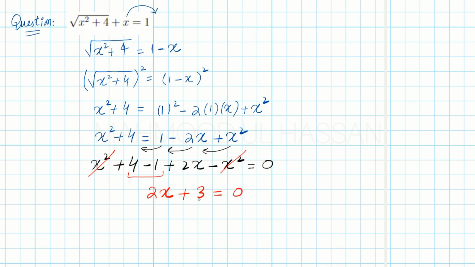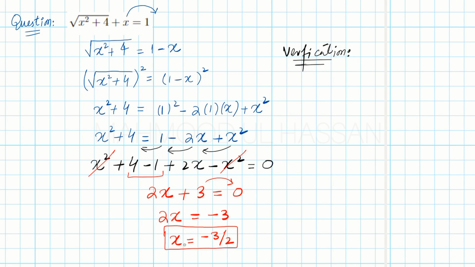So now we are going to solve this equation for x. So 2x is equal to, we are going to shift this 3 to the right side of the equation, so that would become negative 3, and now we are going to divide by 2, so it would become x is equal to negative 3 divided by 2. So now we are going to verify whether it is a solution of the given radical equation or not. Okay, so that is verification.